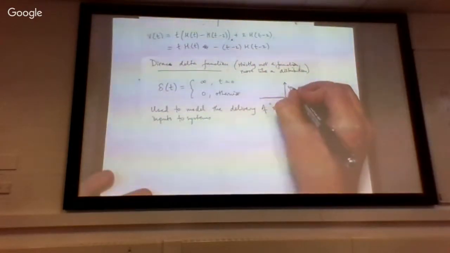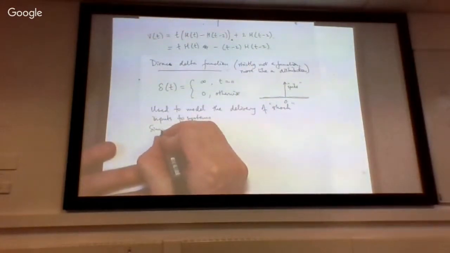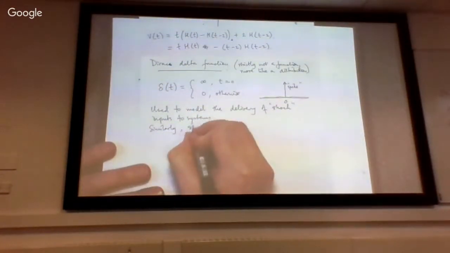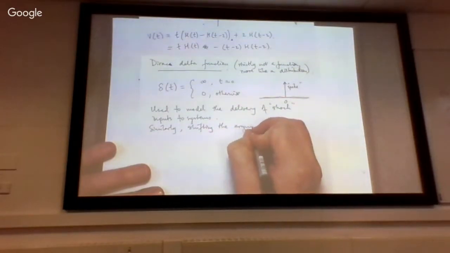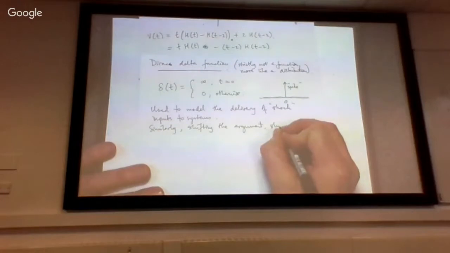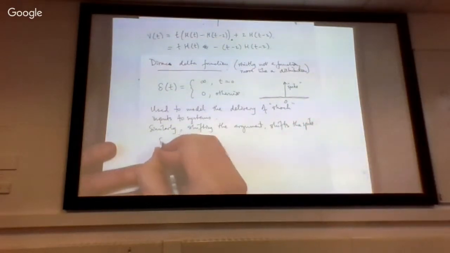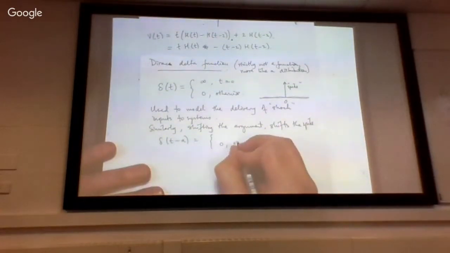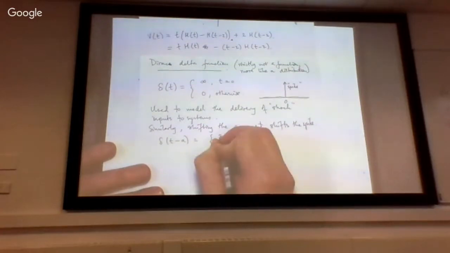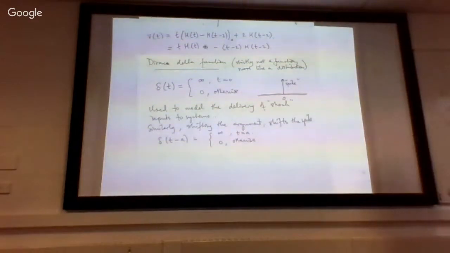So it's got this spike, shoots up at the value 0. And similarly, we can shift its arguments. So similarly, like the Heaviside, shifting the argument shifts the location of the spike. So delta of t minus a, boring everywhere, except at t equals a. At t equals a, it delivers the value infinity.